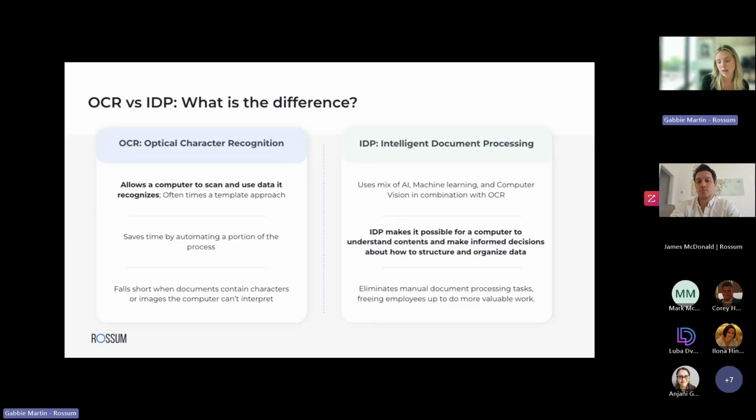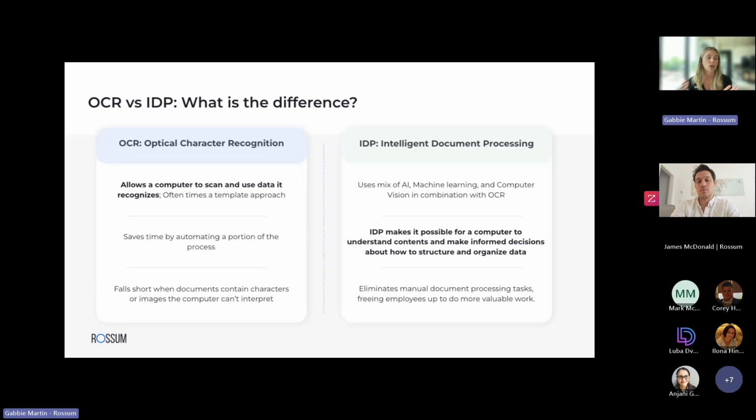Now, I'm sure a lot of you have seen technology like this or heard about technology like this. So I want to make clear the difference between OCR and IDP. OCR stands for optical character recognition. So what that means is this technology allows a computer to scan a document and pull data that it recognizes. Oftentimes, this is a template-based approach where the end user is actually required to map out where everything is on that specific format of a document before the template-based approach can actually start reading it. Now, this does save time because a portion of the process is automated, but there's still a lot of human interaction and manual work that needs to be done.